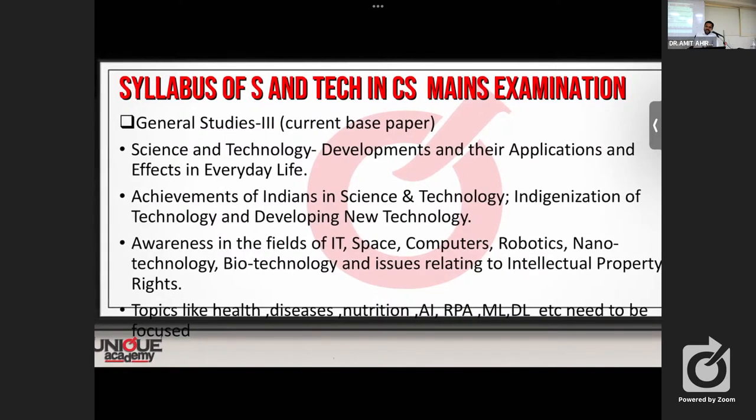So the first statement goes something like this. Science and technology developments and their applications and effects in everyday life. Look at what is written: developments and their applications. Focus on this word: applications. Suppose there are n number of technological developments taking place around you.